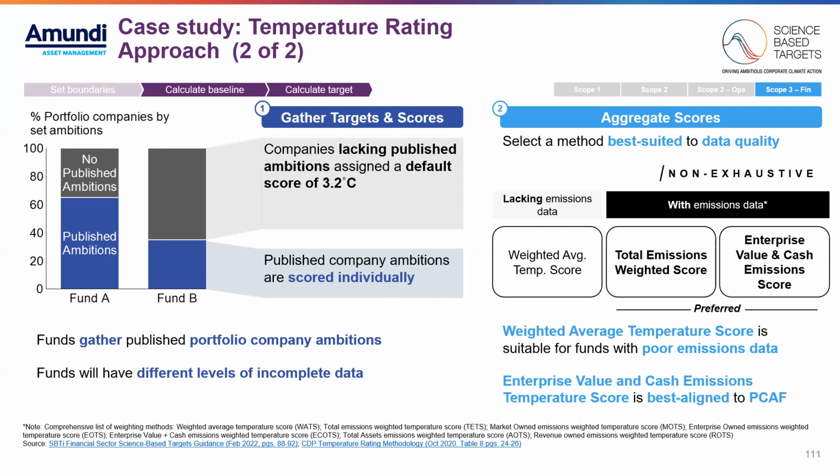Those who want to maximize their alignment with PCAF should use the enterprise value and cash emissions temperature score. Again, it's looking at that same EVIC, enterprise value including cash, weighting the financial institution's investment, the total size of the company, as well as their emissions, and using that to properly weight the importance of that company's emissions within a financial institution's portfolio.